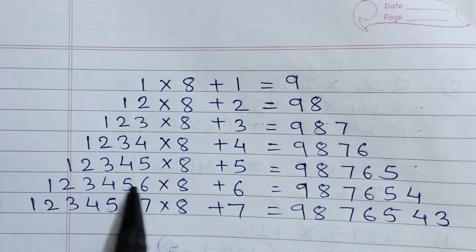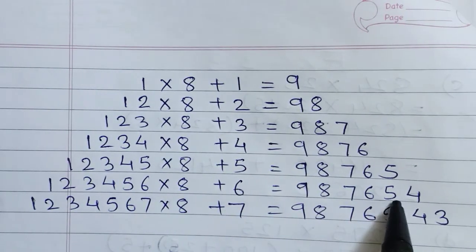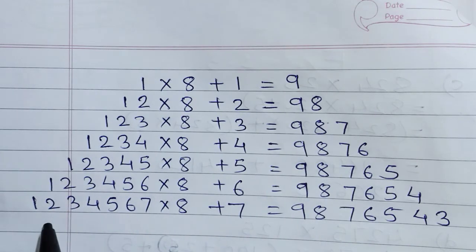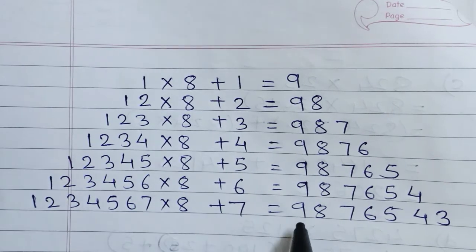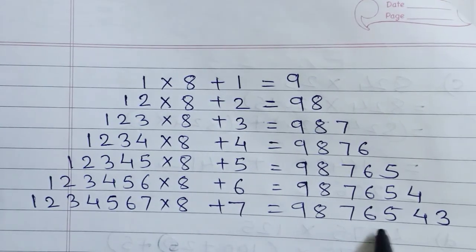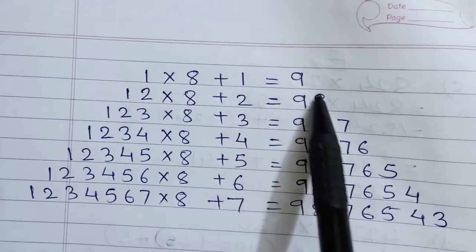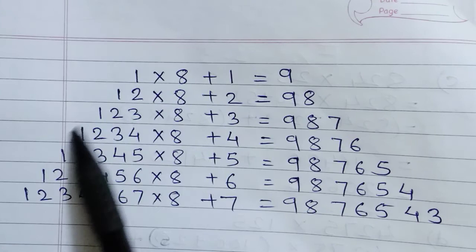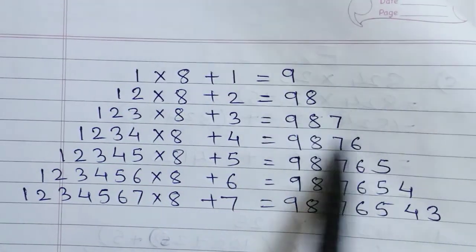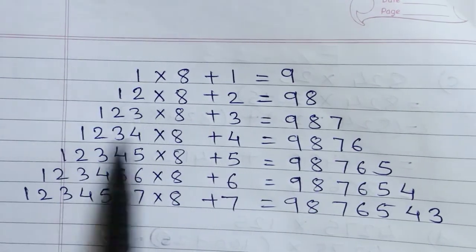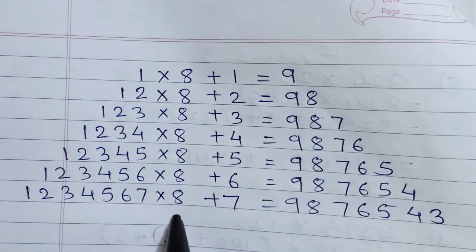Now 1, 2, 3, 4, 5, 6 into 8 plus 6 is equal to 9, 8, 7, 6, 5, 4. 1, 2, 3, 4, 5, 6, 7 into 8 plus 7 is equal to 9, 8, 7, 6, 5, 4, 3. See, can you see the pattern? This number is increasing, this number is increasing, and here there is descending order, and here there is ascending order. Okay.